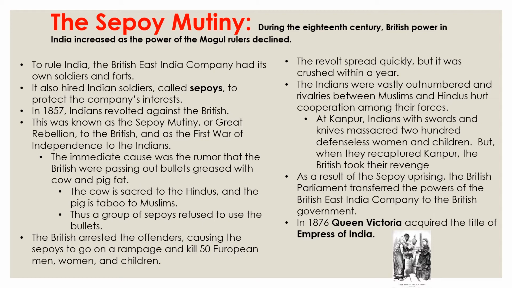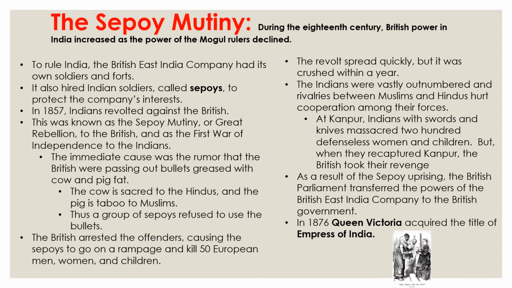And in 1857, some of these sepoys, these Indians, revolted against the British. This was known as the Sepoy Mutiny. They revolted against the British East India Company officials. Okay, the Sepoy Mutiny or Great Rebellion to the British. It was actually the first war of independence for the Indians.